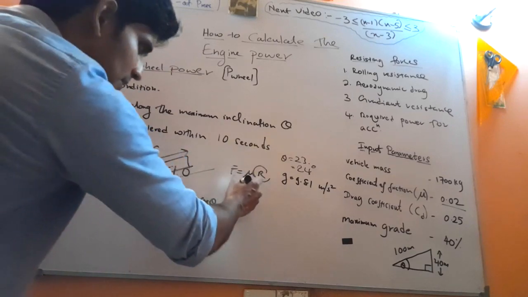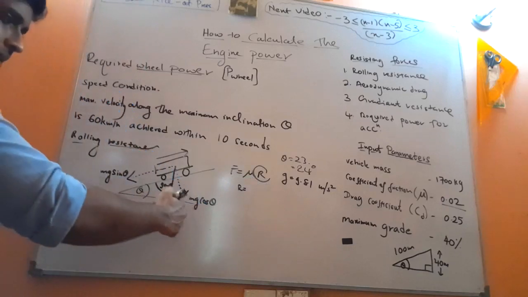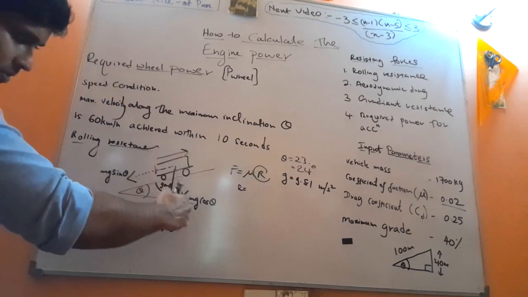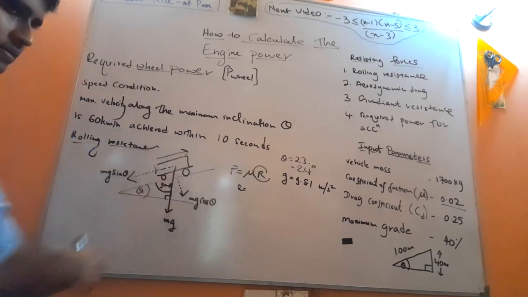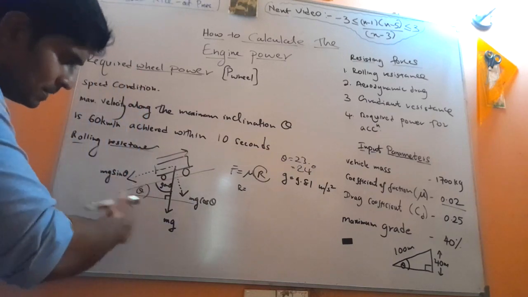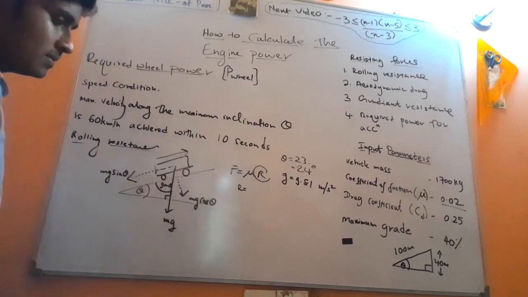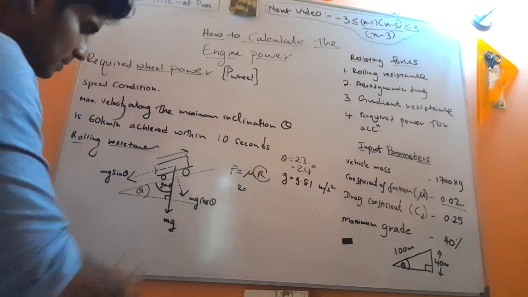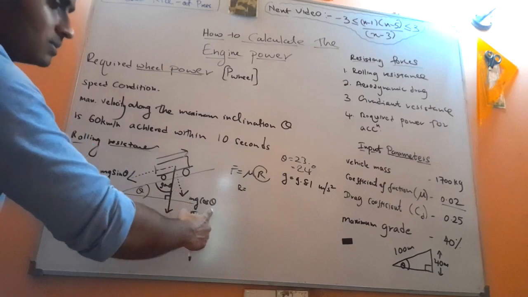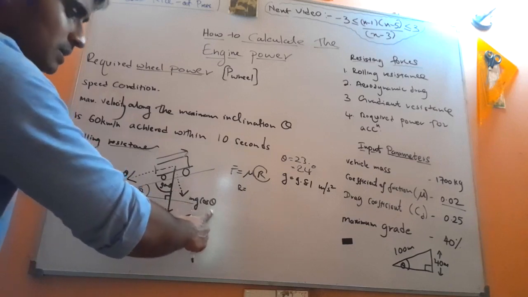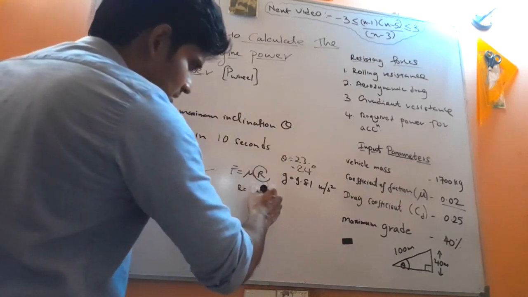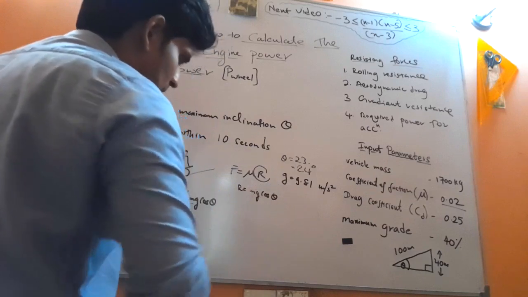So what is the normal reaction here? The normal reaction is mg cos theta. In other words, it is not the vertical component, it is the component perpendicular to this inclined road. So what is the perpendicular component to this inclined road? That is mg cos theta. Mg cos theta is the reaction force. So R equals mg cos theta.